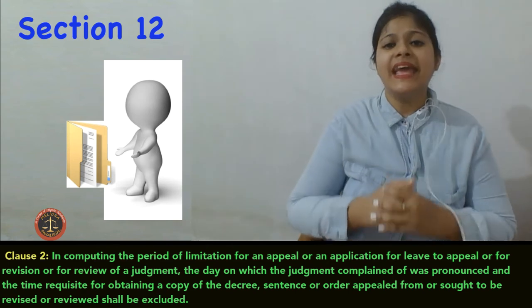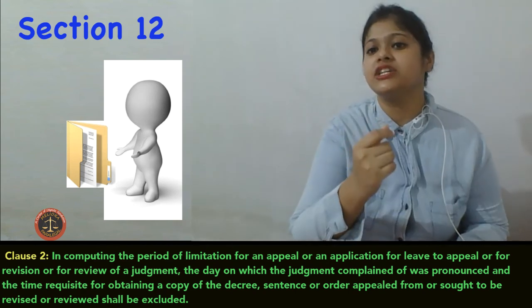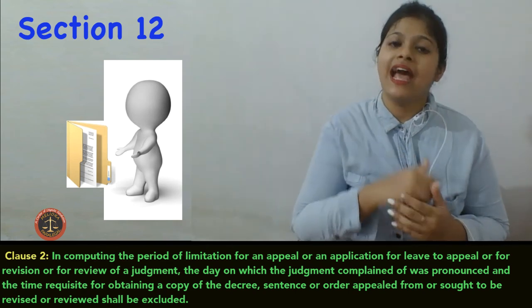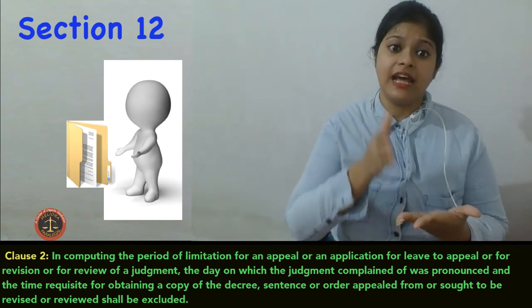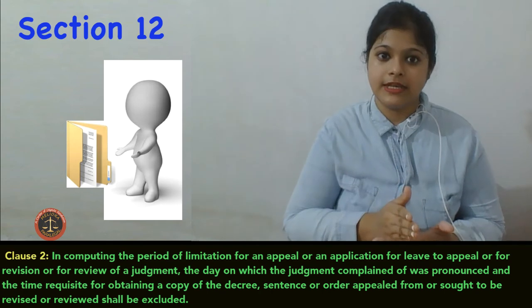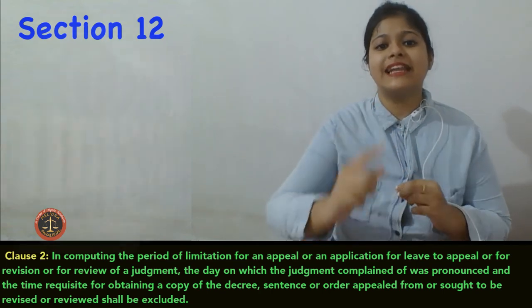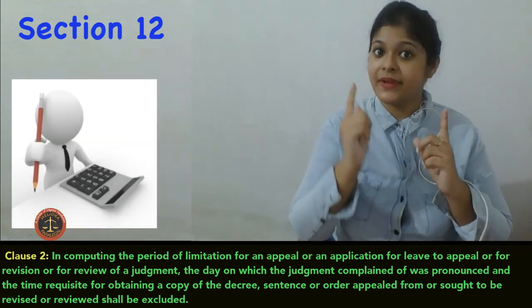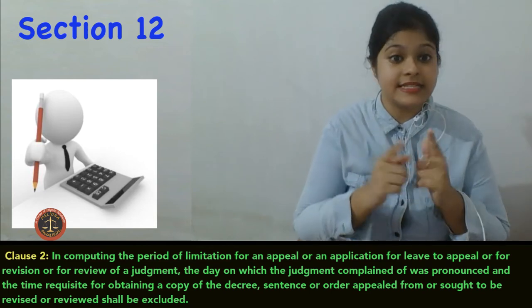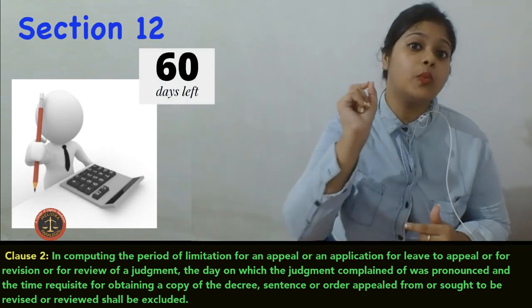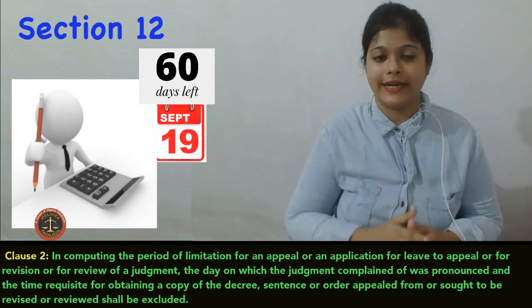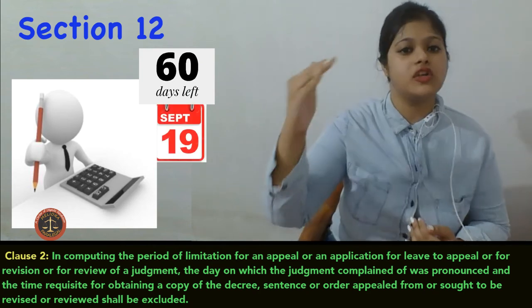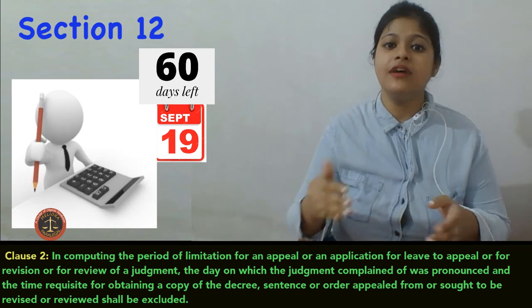So, B has to file an application to get the copy of judgment, and B does it and obtains it after 4 days. Now let's calculate the time period. The prescribed time is 60 days. The day on which the judgment is passed is September 19, 2020. Application of clause 1 of section 12.